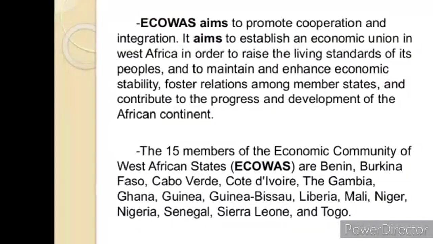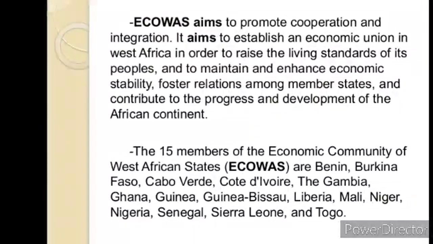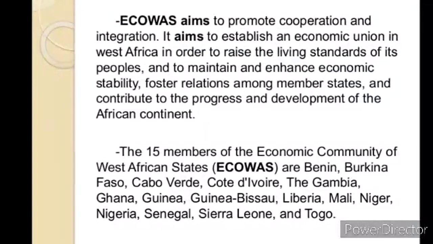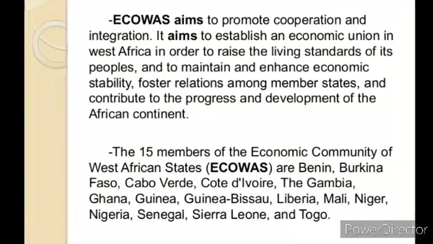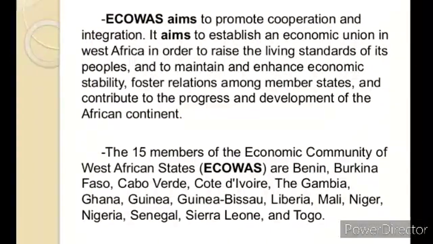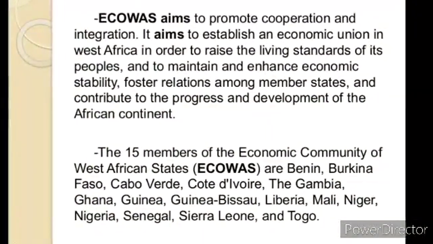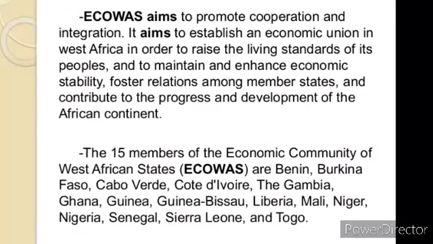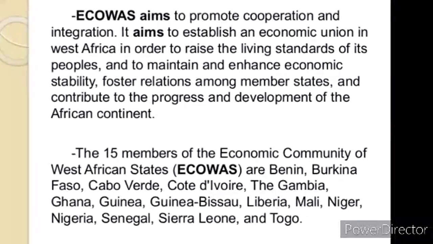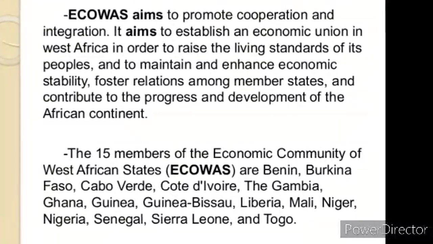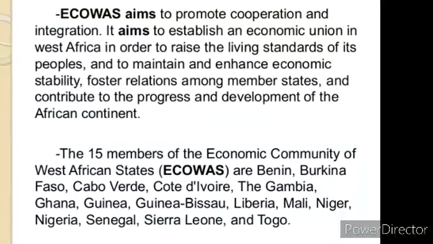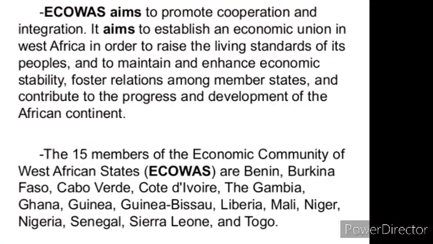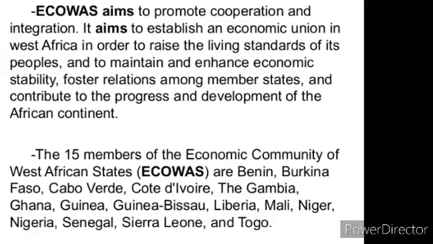ECOWAS aims to promote cooperation and integration. It aims to establish an economic union in West Africa in order to raise the living standards of its people and to maintain the enhanced economic stability, foster relations among member states, and contribute to the progress and development of the African continent. The 15 members of the Economic Community of West African States are Benin, Burkina Faso, Cabo Verde, Cote d'Ivoire, the Gambia, Ghana, Guinea, Guinea-Bissau, Liberia, Mali, Nigeria, Senegal, Sierra Leone, and Togo.